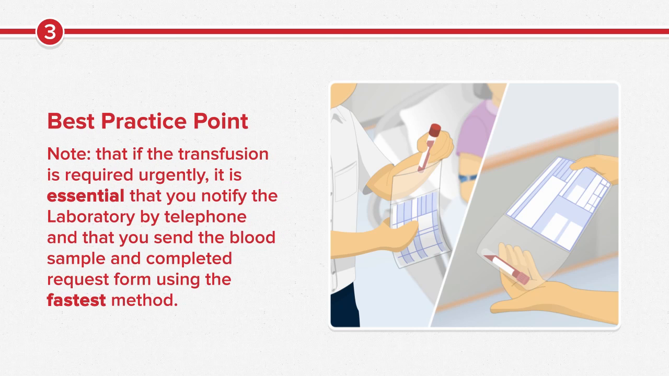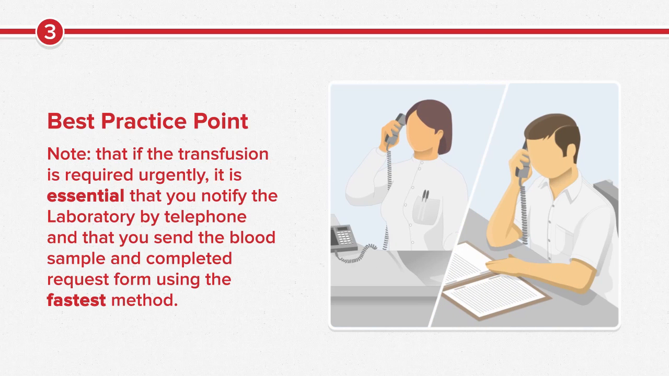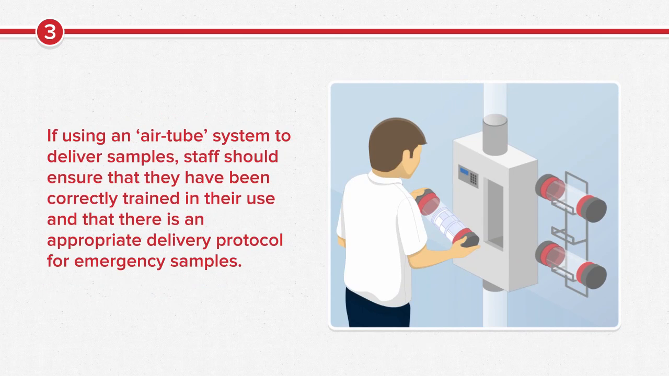Note that if the transfusion is required urgently, it is essential that you notify the laboratory by telephone and that you send the blood sample and completed request form using the fastest method. If using an air tube system to deliver samples, staff should ensure that they have been correctly trained in their use and that there is an appropriate delivery protocol for emergency samples.